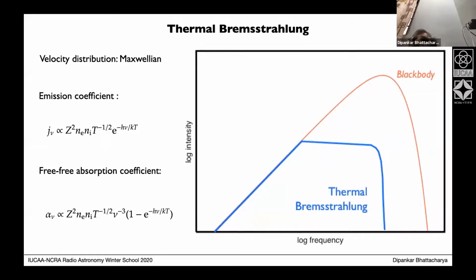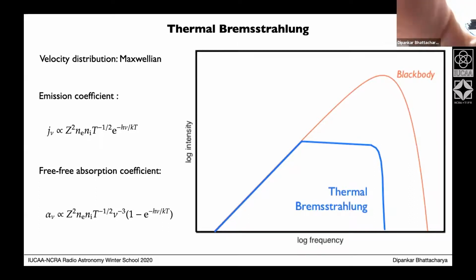So this is what you see here, that when you come to low frequencies, the emission sort of hugs the blackbody curve, which means the optical depth is high over there. And as the frequency increases, optical depth becomes lower, and at some point the source becomes optically thin, and the net emission drops below the blackbody curve.